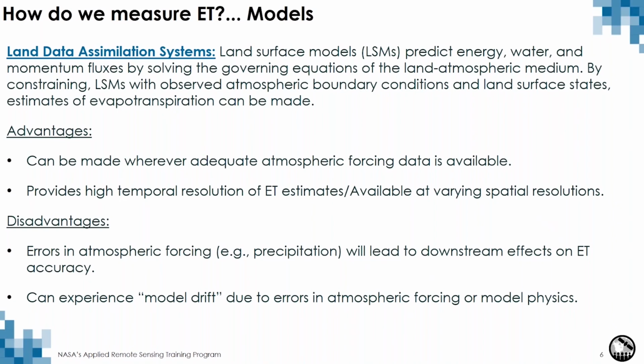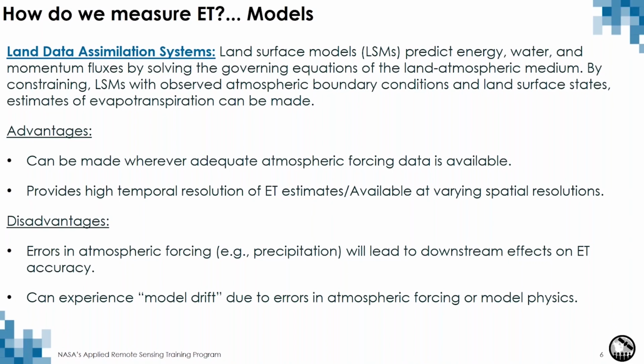Another advantage is that it provides complete temporal resolution and information on ET over the day. You can run the model and output what the model is estimating ET at any time of the day. So it gives you a full, complete temporal picture, and you're able to run these at varying spatial resolutions. Some models run all the way down to 500 meters or 1 kilometer. Some global ones are more on the 5 to 25 kilometer scale. So you have a lot of flexibility in what you want to model.